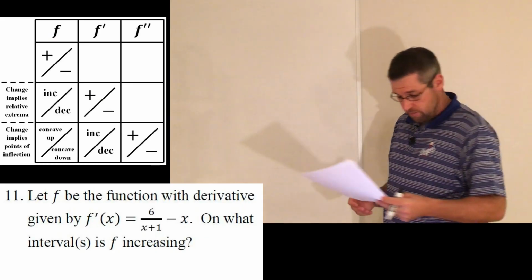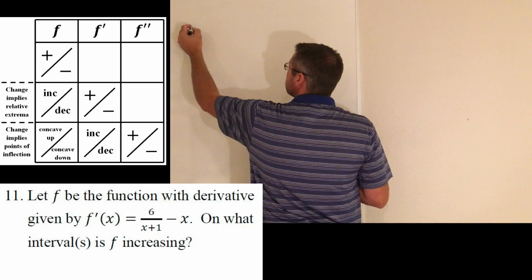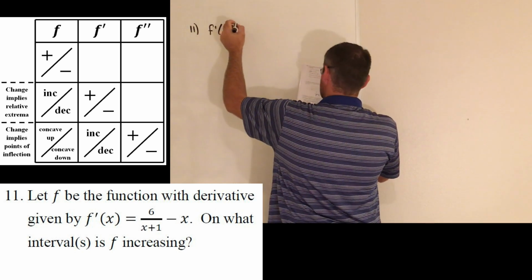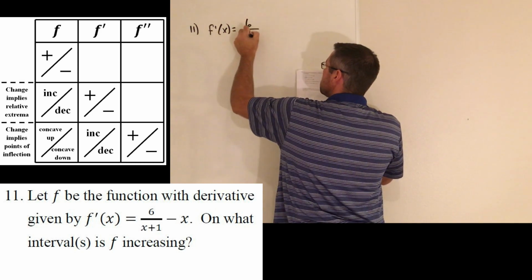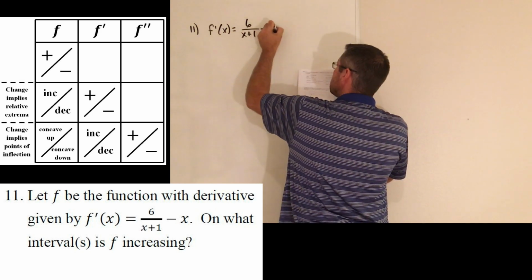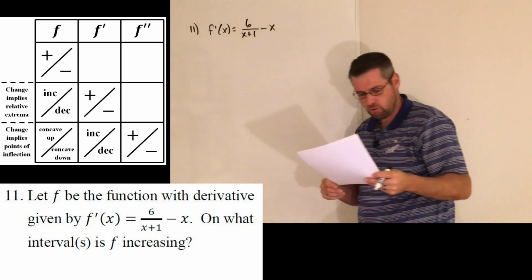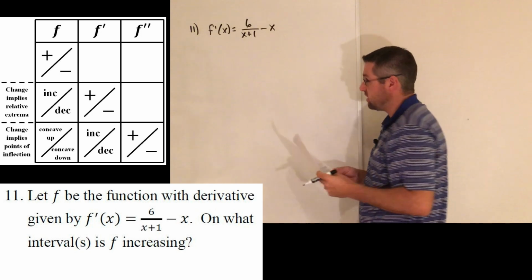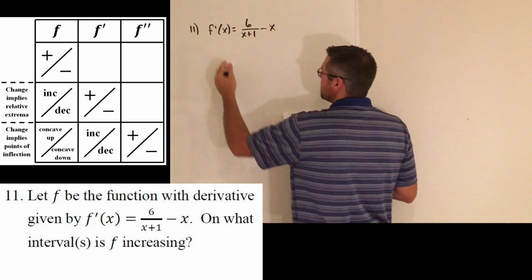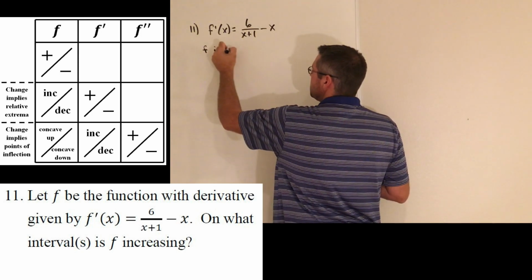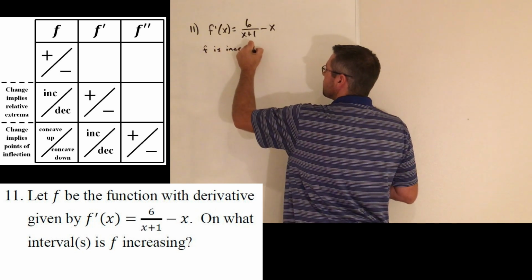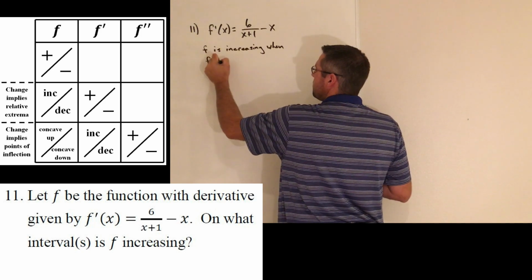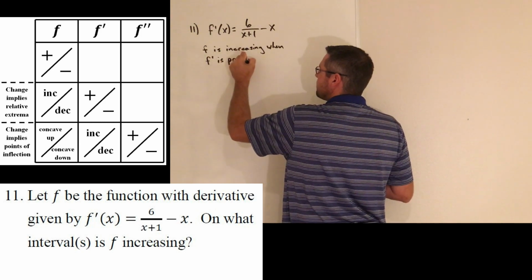Okay, for number 11, we're given f prime. So f prime of x is equal to 6 over x plus 1 minus x. And we're looking for the intervals for which f is increasing. So again, let's start off with our justification. F is increasing when f prime is positive.